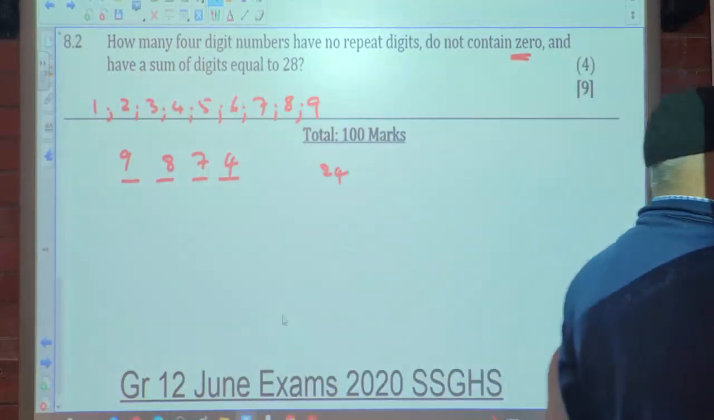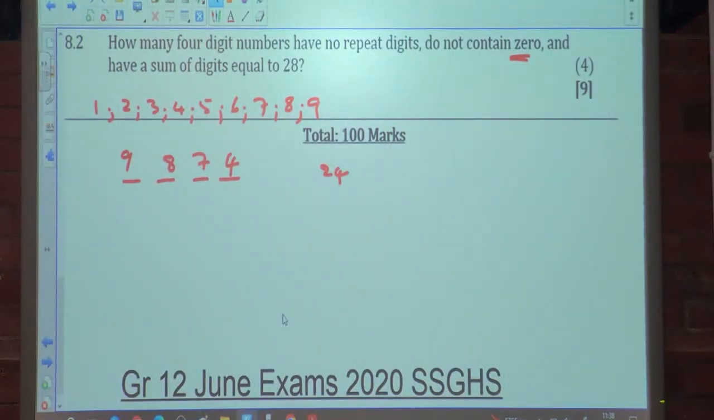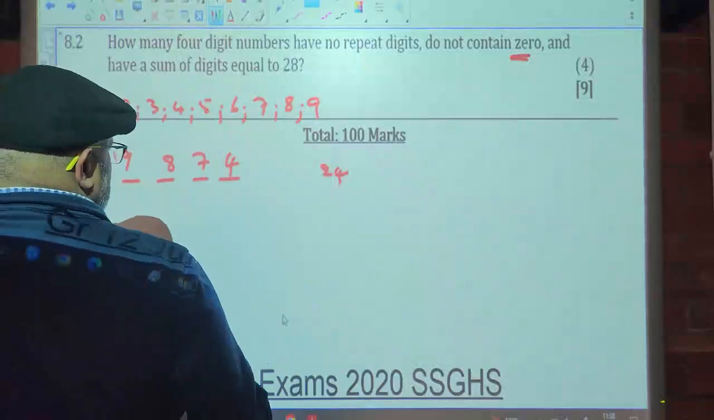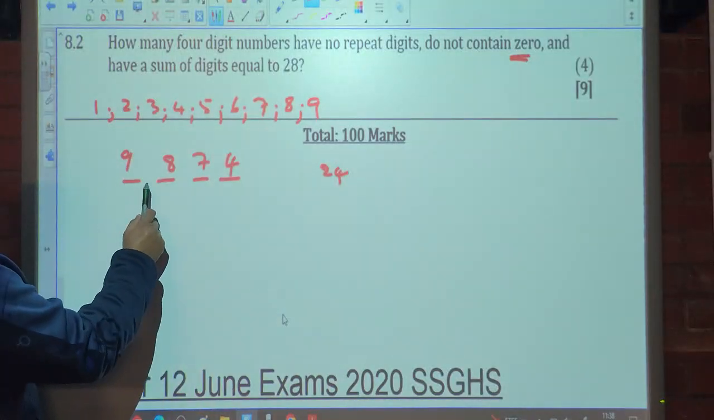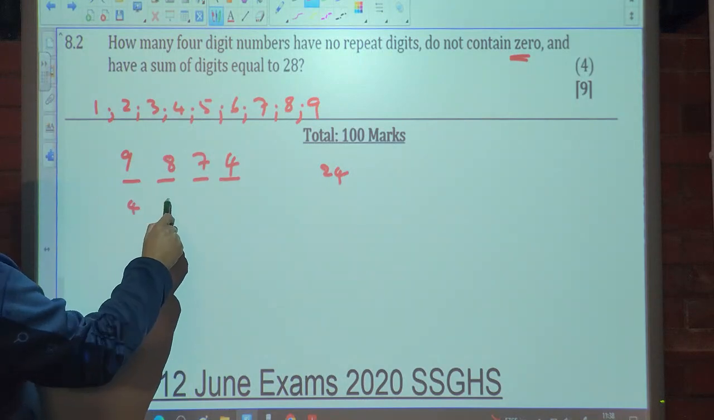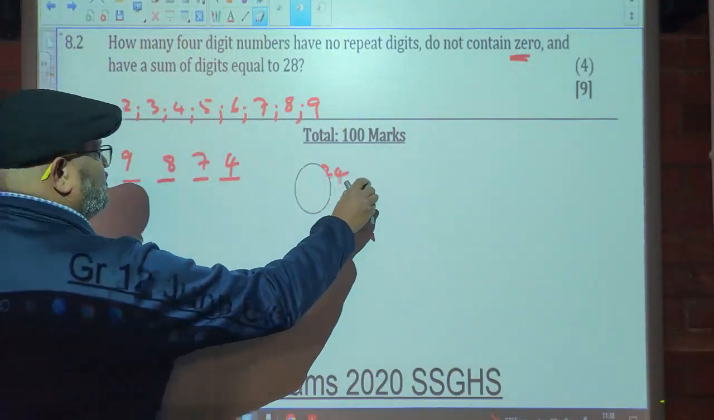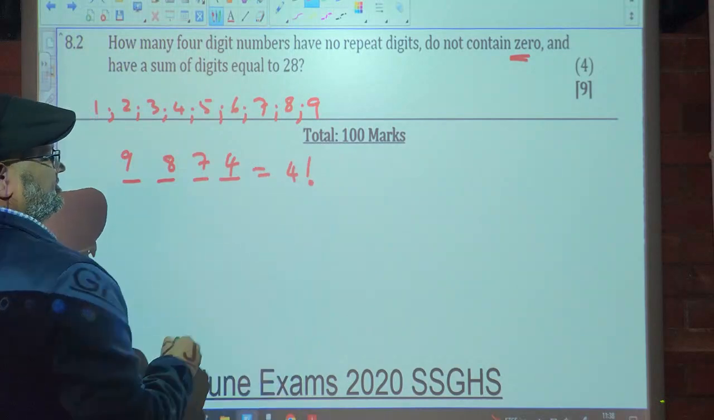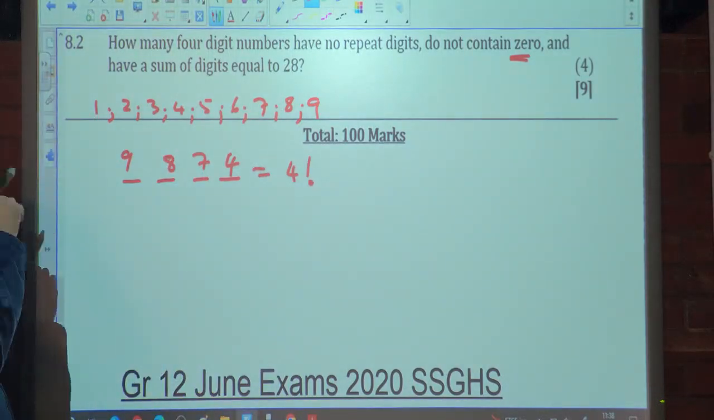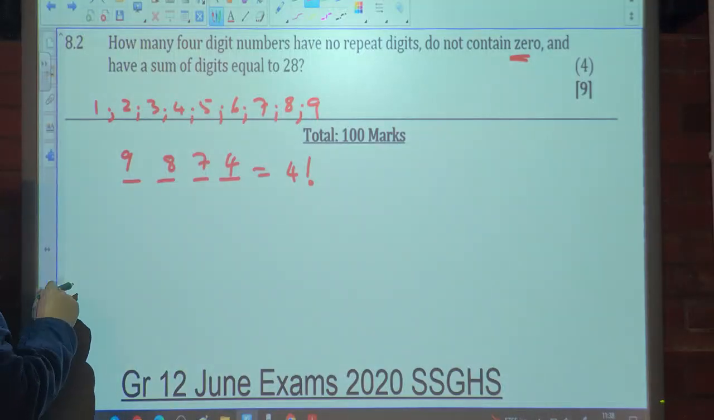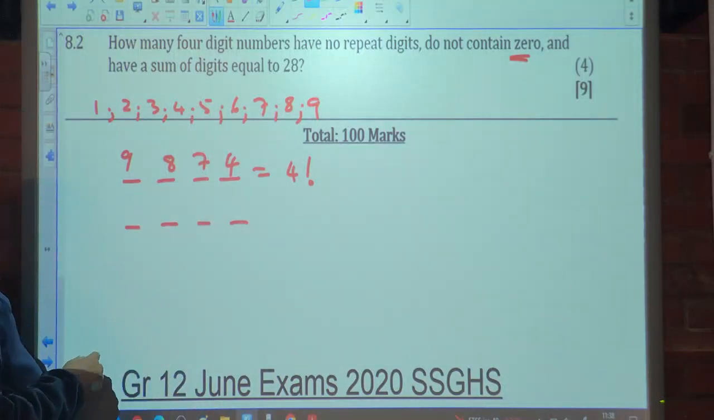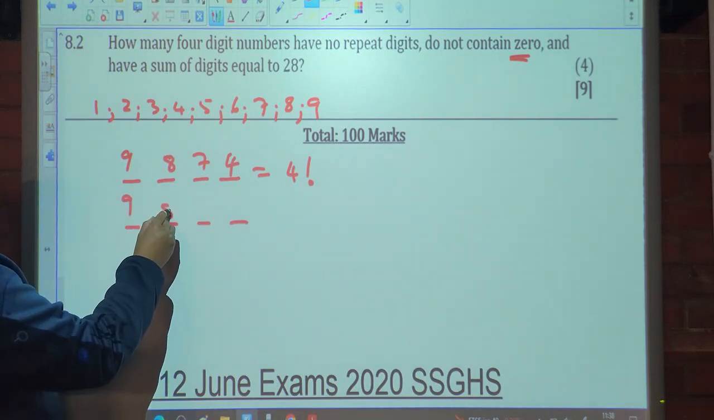So if we look at this combination of numbers, how many options do I have here? From these 4 numbers, it can be 4, 3, 2, then 1. So in other words, this can be written as 4 factorial, for those 4 digits.